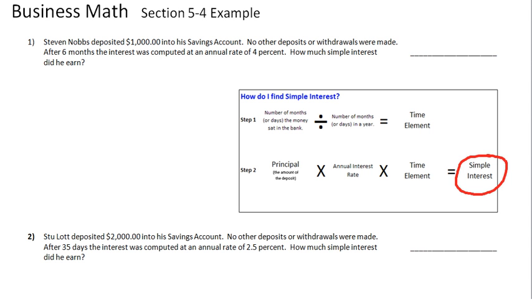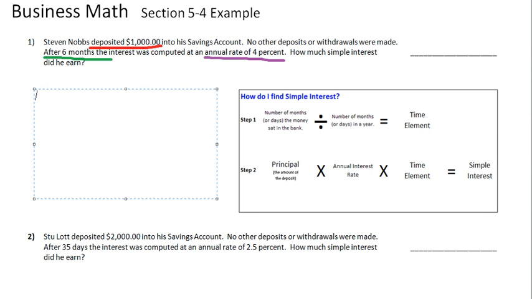Let's first focus on this first problem with Stephen Knobs. He deposited $1,000 into his savings account. No other deposits or withdrawals were made. And then he left it in there for 6 months. The interest was computed at an annual interest rate of 4%. So the question asks, how much simple interest did he earn? Well, we're going to use these steps right here in this box. Let's get started with step 1.